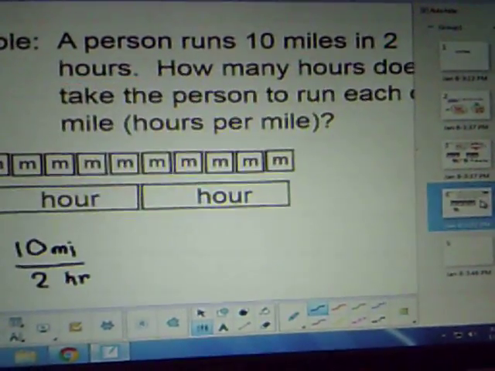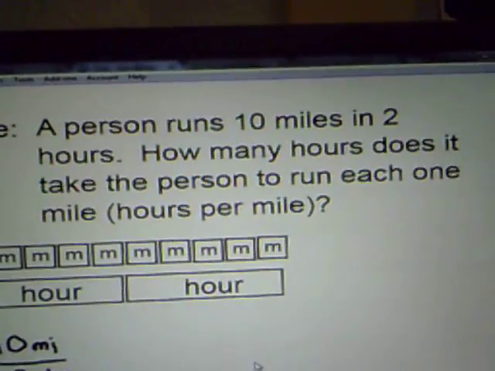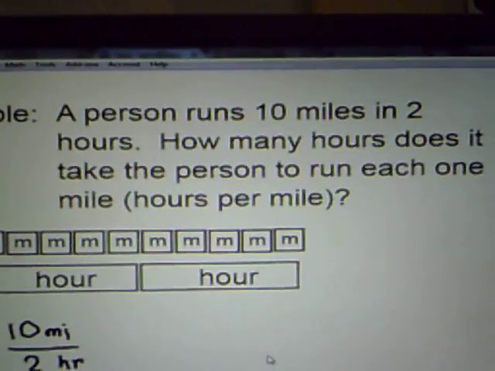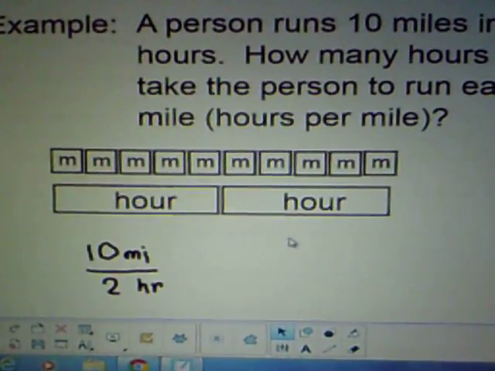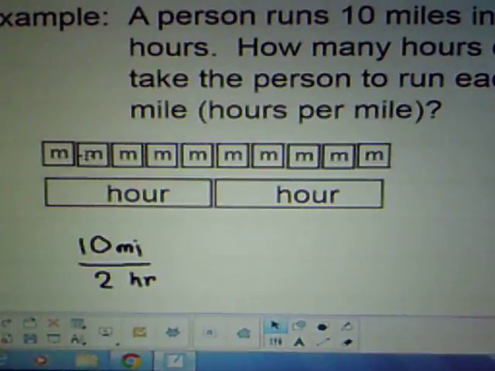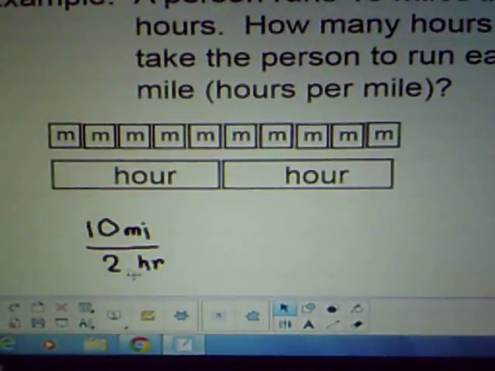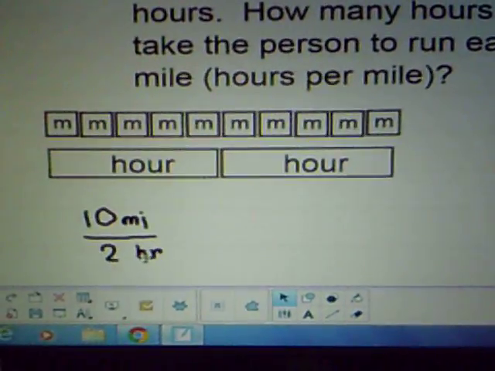All right, let's look at the same example, but let's look at it a different way. A person runs 10 miles in 2 hours. So if you'll notice, we have the same picture we started with last time. 10 miles in the span of 2 hours. And we started out with the same ratio, 10 miles to 2 hours.